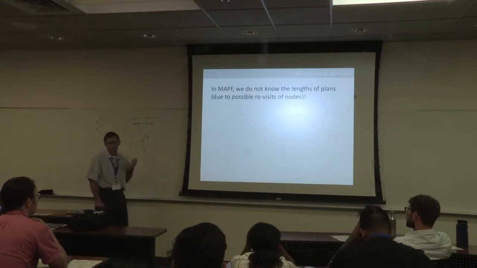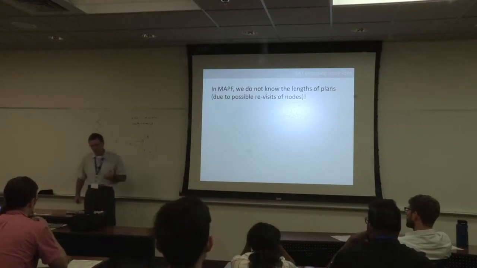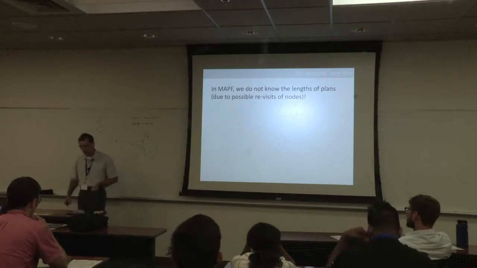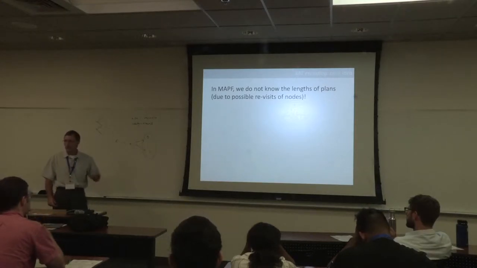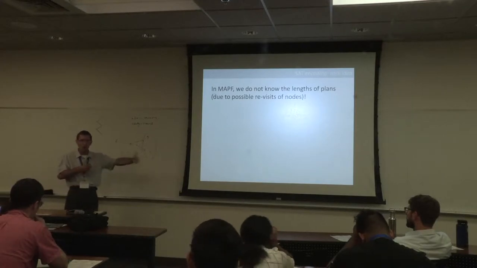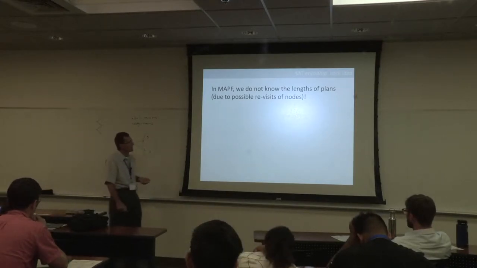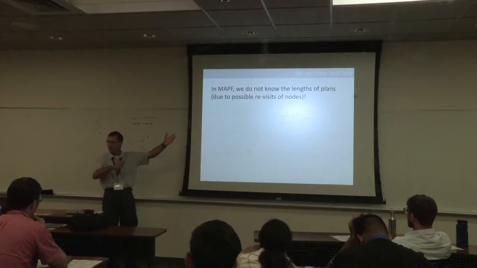So what's the problem of multi-agent pathfinding from the perspective of SAT or CSP? Well, it's a planning problem. And the problem with planning problems is that we don't know the size of the solution. We don't know how long the plan is, because the agents may revisit the nodes.